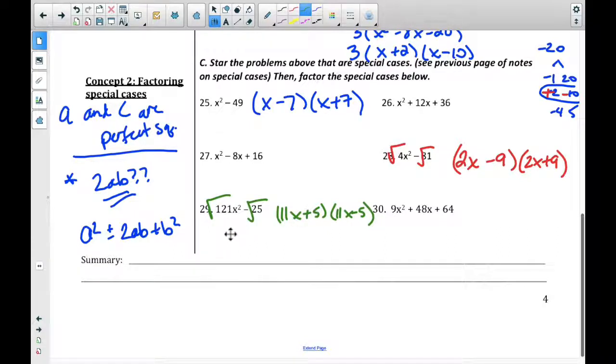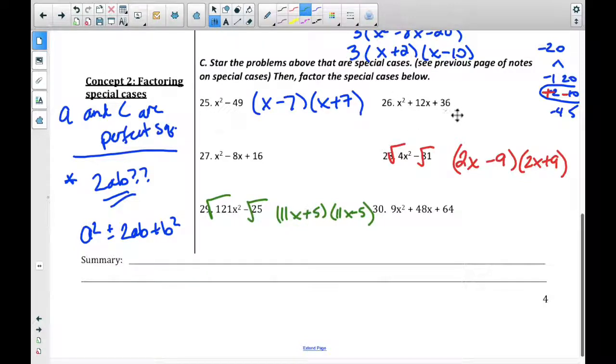Okay, so the square root of 121x squared is 11x. The square root of 25 is 5. So it's 11x plus 5 and 11x minus 5. That's if it's a perfect square binomial. Difference of squares is what it's called. That is, you have a subtraction and you've got a perfect square minus a perfect square.